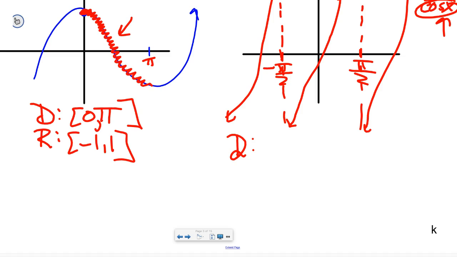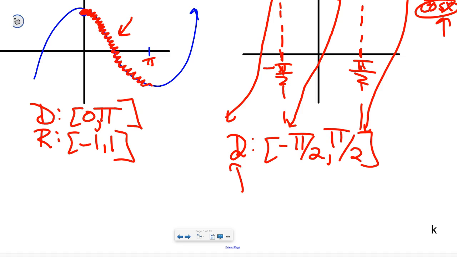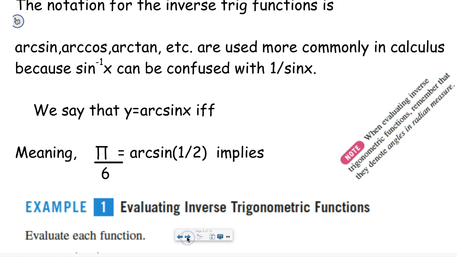Anyway, just knowing their domains is great. So the domain for my tangent graph will be negative to positive pi halves. How about its range? That's a little bit more interesting at least. What's the range of the tangent graph? Negative infinity to infinity. Yeah, perfect. All right, let's move along here.